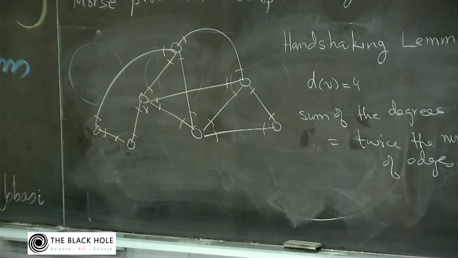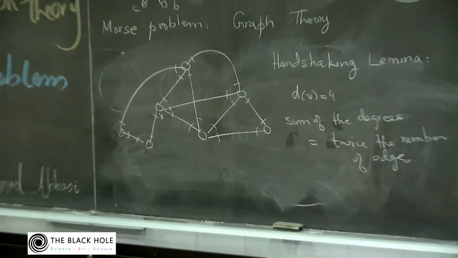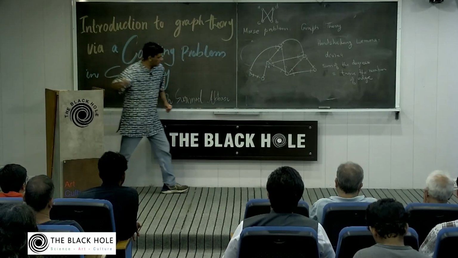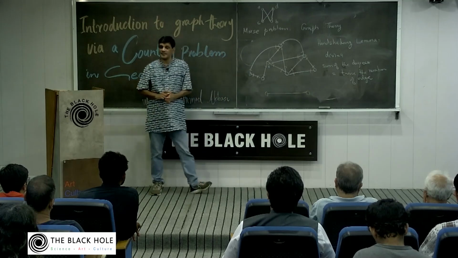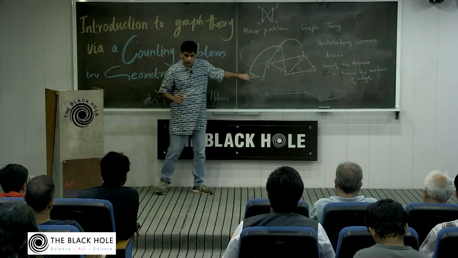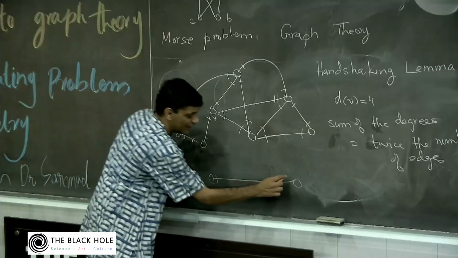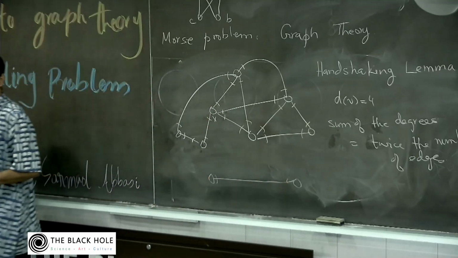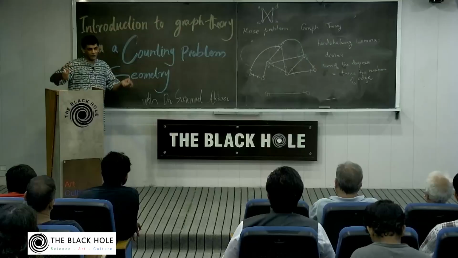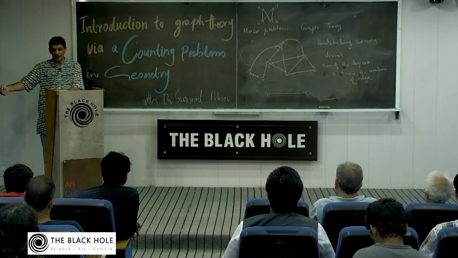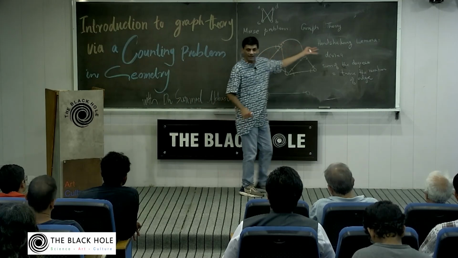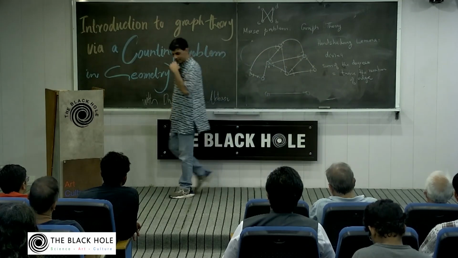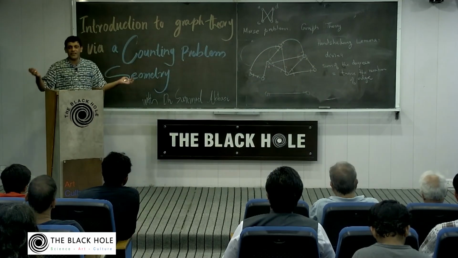But now let's zoom out and look at every edge. Okay? Between any two vertices. How many orange arcs are there? 2. One came from this side and one came from that side. Okay, so the number of orange arcs is twice the number of edges, and it is also equal to the sum of the degrees. Okay, so that's the handshaking lemma.